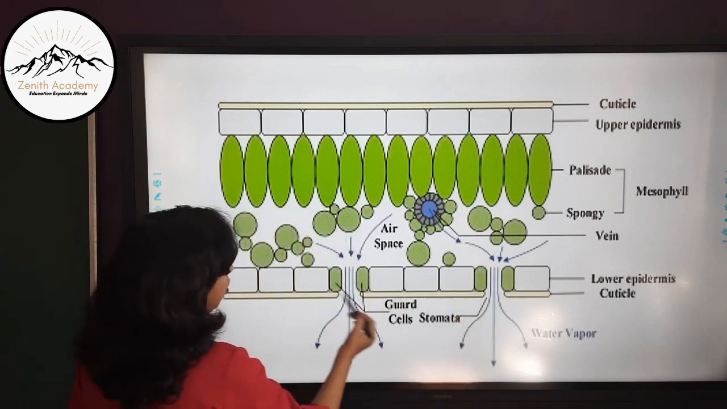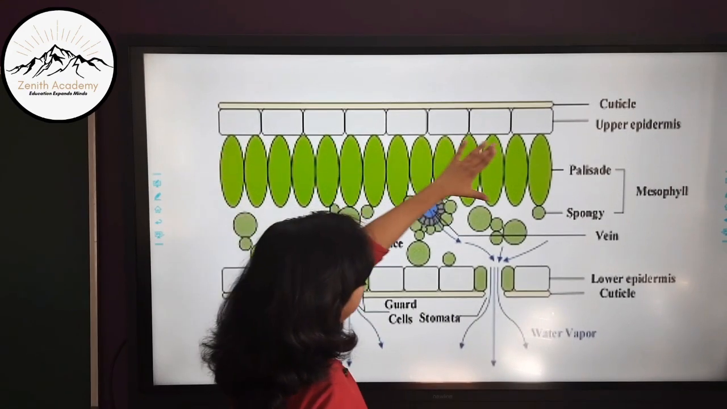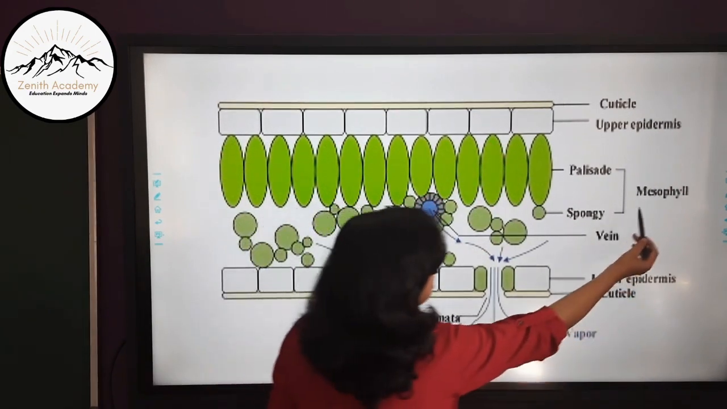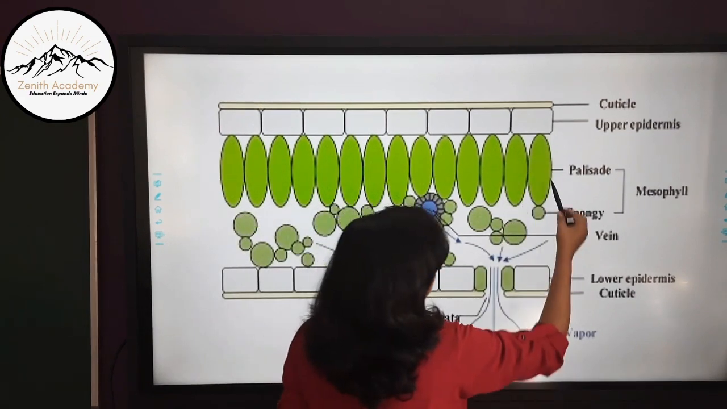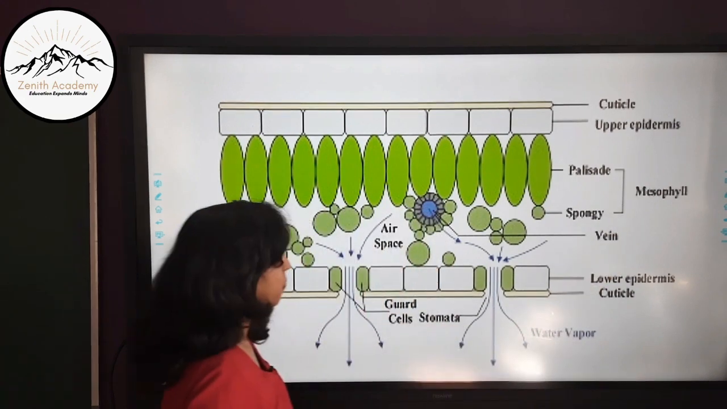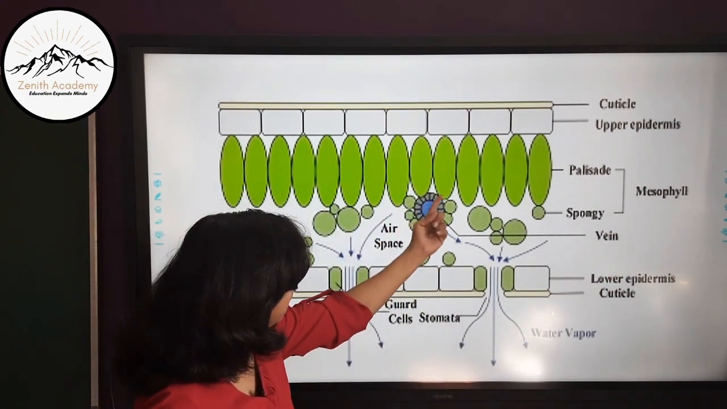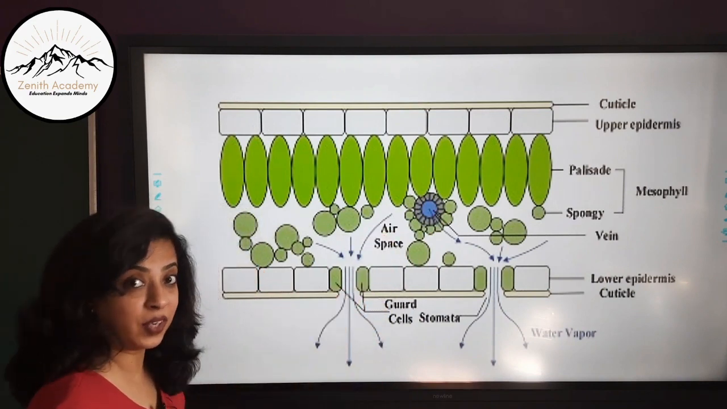Now in the lower epidermis there are stomata. Now these are the mesophyll cells. Here you can see mesophyll cells. Mesophyll cells are of two types. This is palisade mesophyll and these are spongy mesophyll. Now, can you see this circular thing? This is the vein from which water is entering the leaf.